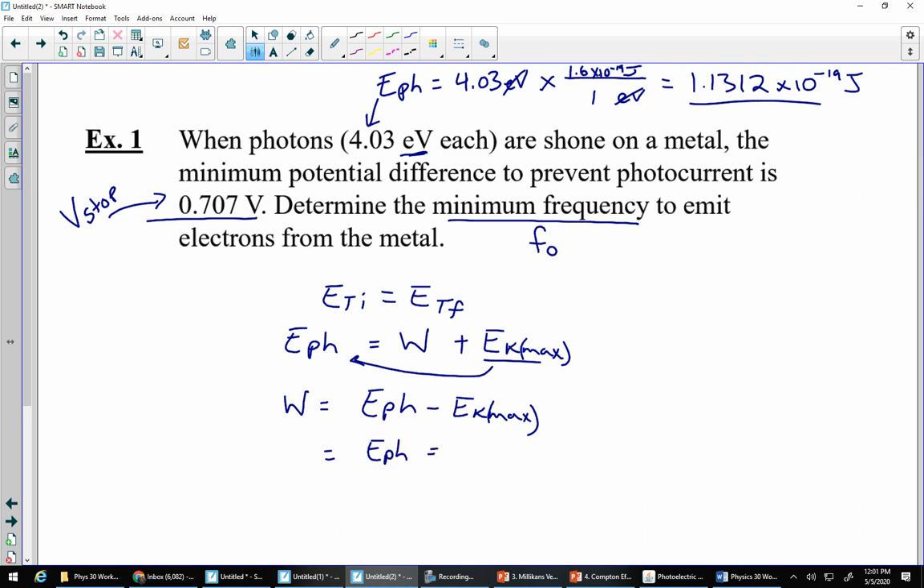EK max, we've got two options for EK max now. So we've got 0.5 mv squared, but we know nothing about the speed. And we've got our new one, which is Q times V stop, and we do have information about our voltage, our stopping voltage. So I think that's the one that we want to deal with.